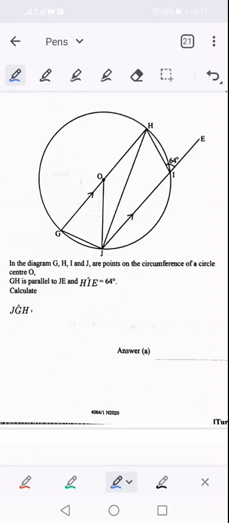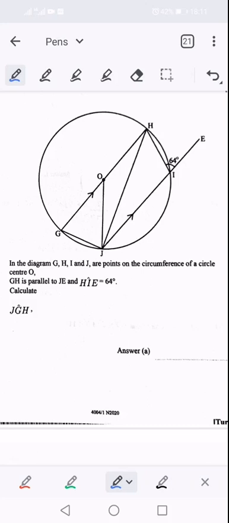So first fill in everything inside the circle before you attempt any question. I'm going to fill in all the points, stating which theorem I use each time. When doing circle geometry, make sure you avoid the use of feelings. You use theorems, okay? So I'm going to do that.